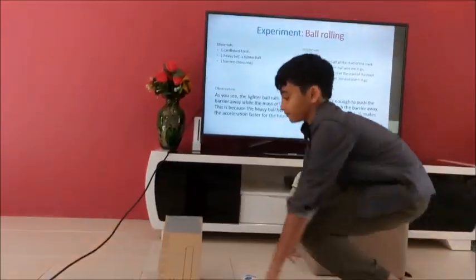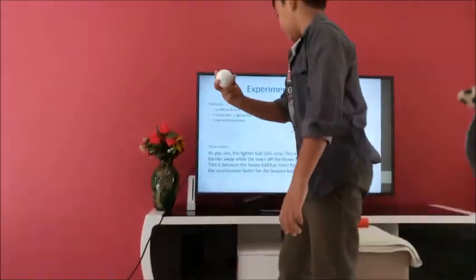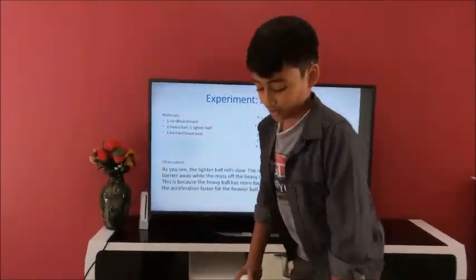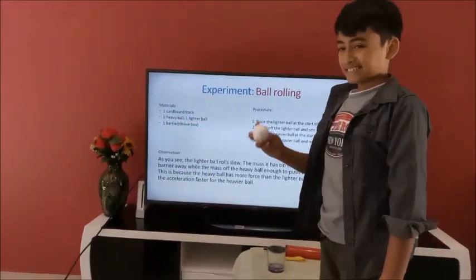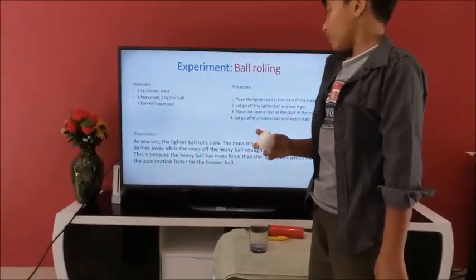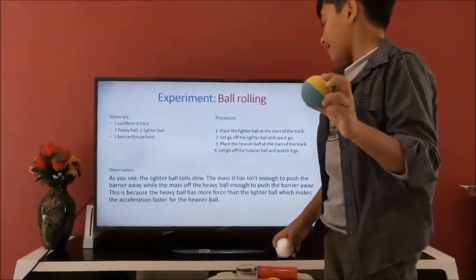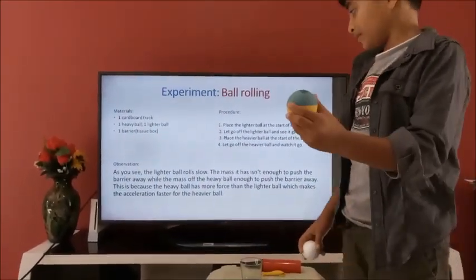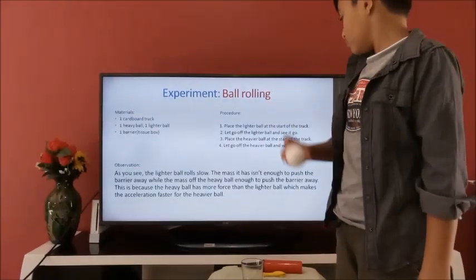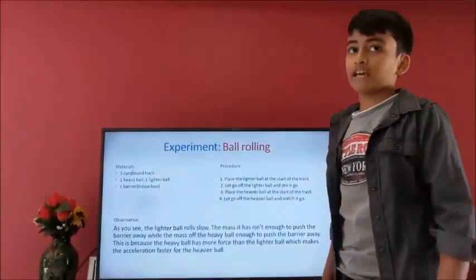As you see, the lighter ball rolls slowly. Its mass isn't enough to push the barrier away, while the mass of the heavy ball is enough to push the barrier away. This is because the heavy ball has more force than the lighter ball, which makes the acceleration faster for the heavy ball.